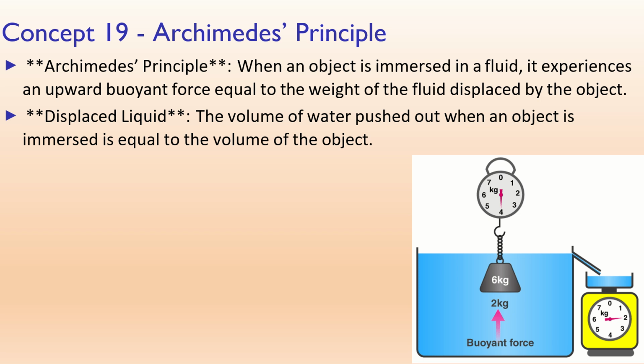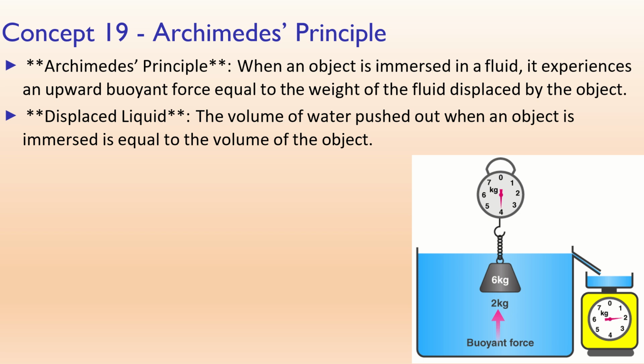When an object is immersed in a fluid, it experiences an upward buoyant force equal to the weight of the fluid displaced by it. Meaning, when you immerse it, it will displace some liquid, and the mass of the liquid it displaces, or the weight of the liquid, will be equal to the weight lost by that object.